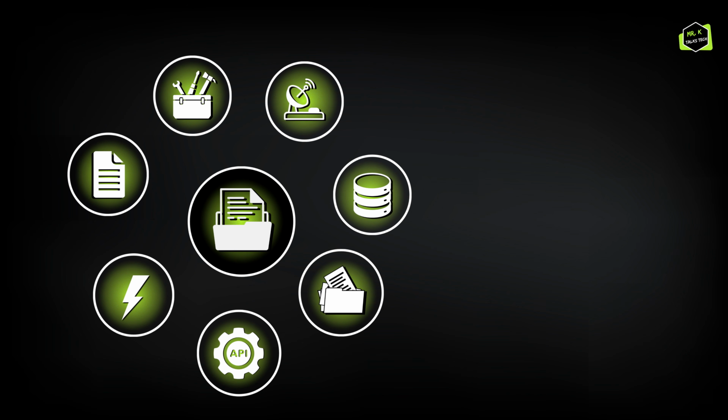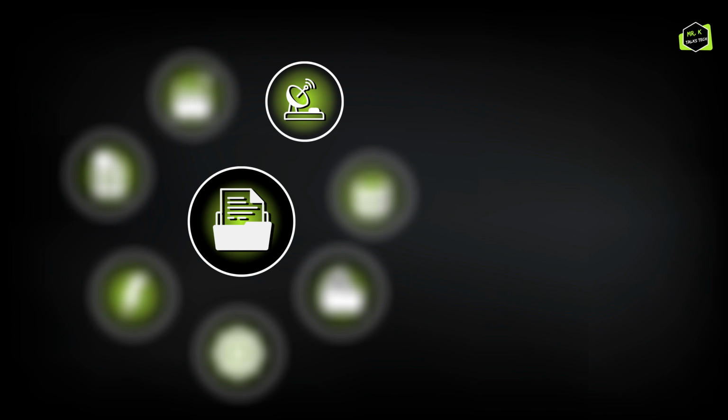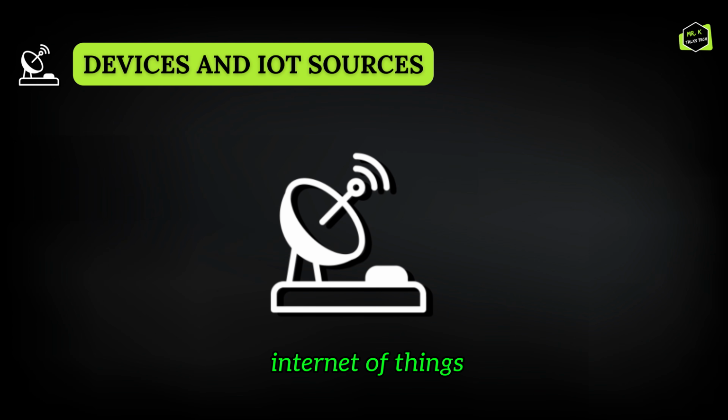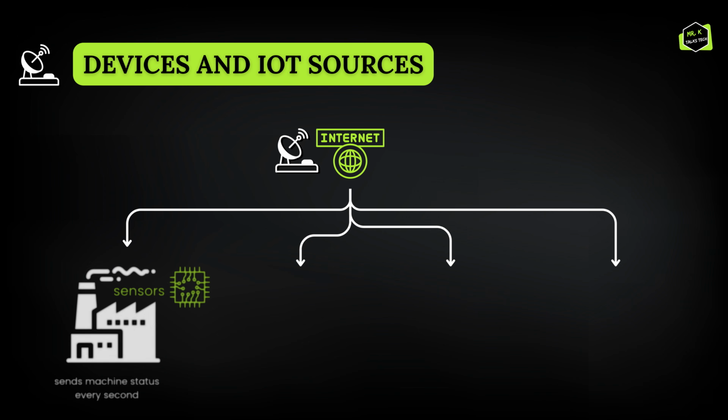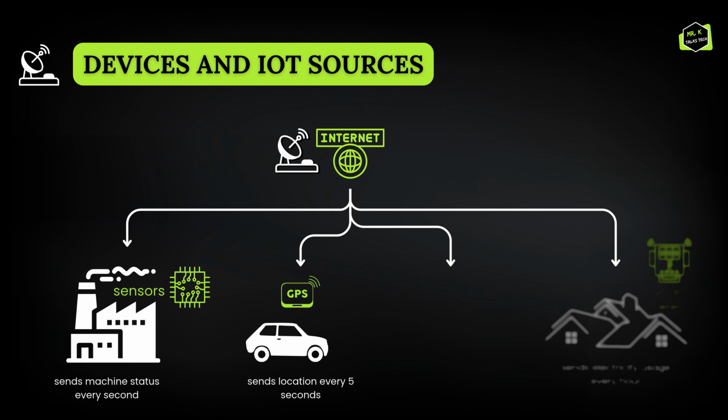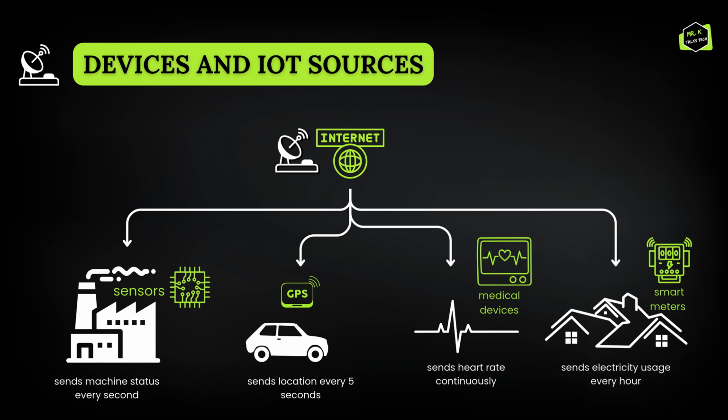The sixth source is devices and IoT systems. IoT means Internet of Things, which usually refers to physical devices connected to the Internet. These could be sensors in factories, GPS devices in vehicles, smart meters, medical devices, or machines sending status readings. This kind of data often arrives continuously and may be time based.